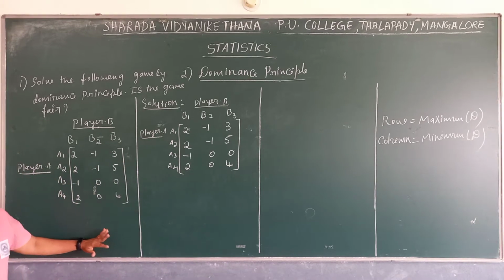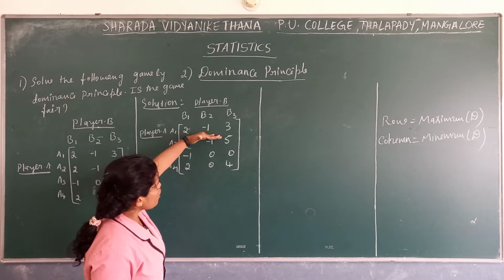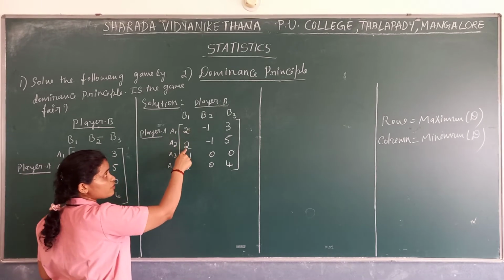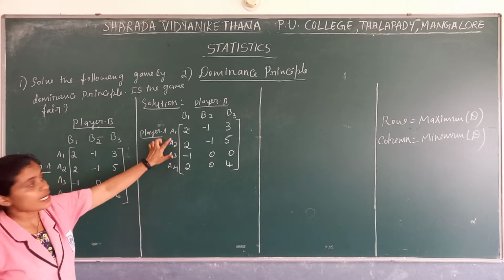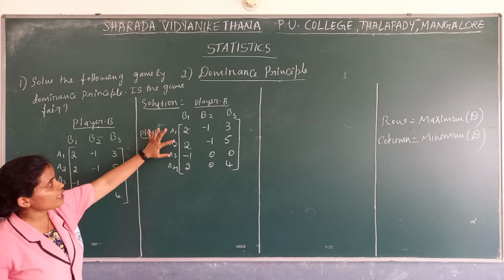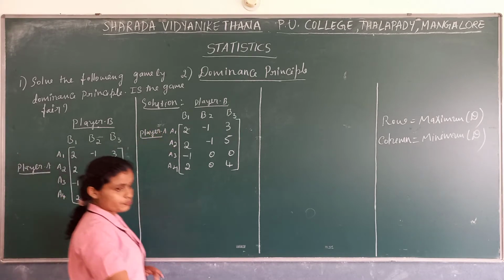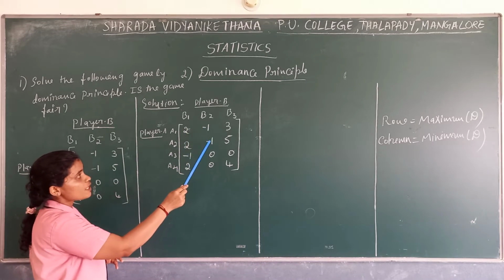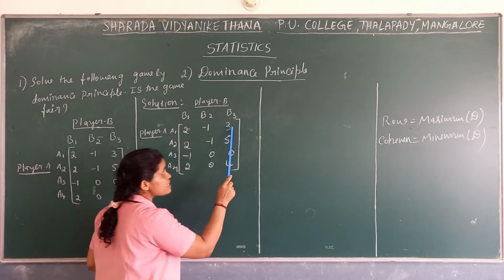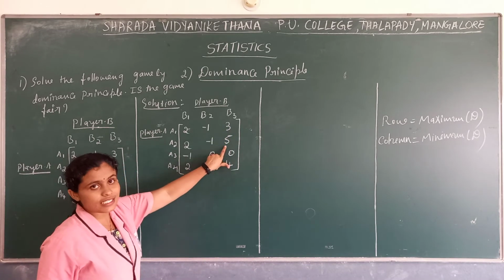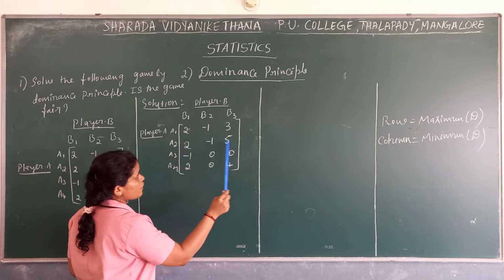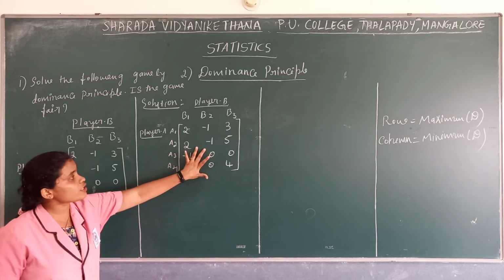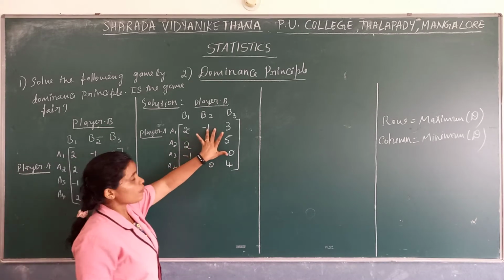Now in the dominance method, firstly we have to go with the row-wise comparison. Start with the first row, which is 2, and compare it with the second row. We are comparing strategy A1 with strategy A2. See here, 2 and 2 are equal, -1 and -1 again equal. Here it is 3 and here 5. Which is greater? 5 is greater. So when we compare A2 and A1, we consider the row A2. The strategy A2 is the dominating row when compared with A1.